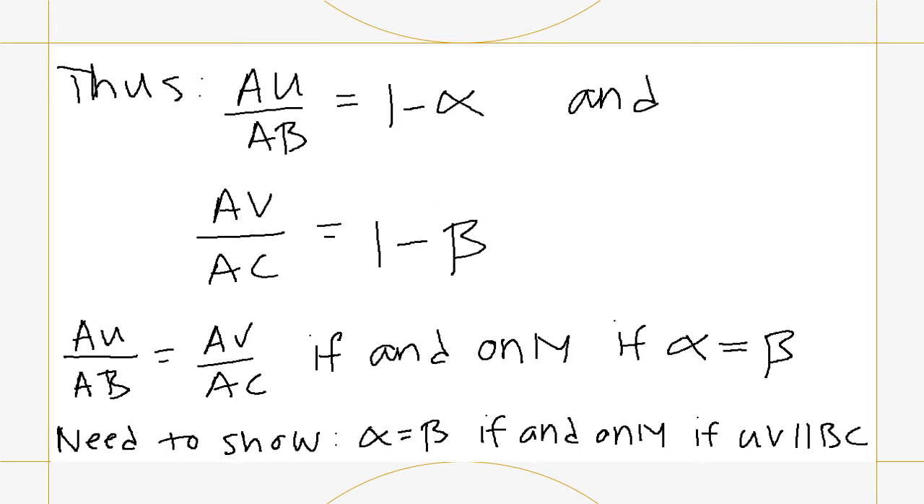Rearranging the equations from the previous slide, we get that AU over AB equals 1 minus alpha, and AV over AC equals 1 minus beta. We know that these ratios equal each other if and only if alpha equals beta. So now our goal for the proof is to show that alpha equals beta if and only if UV is parallel to BC, which is the goal of the proof.